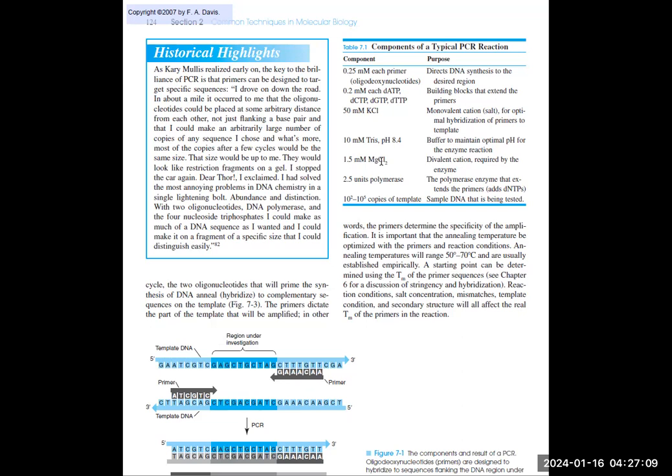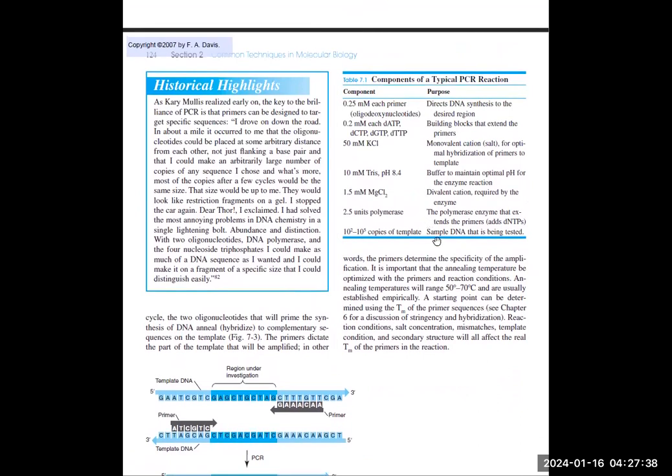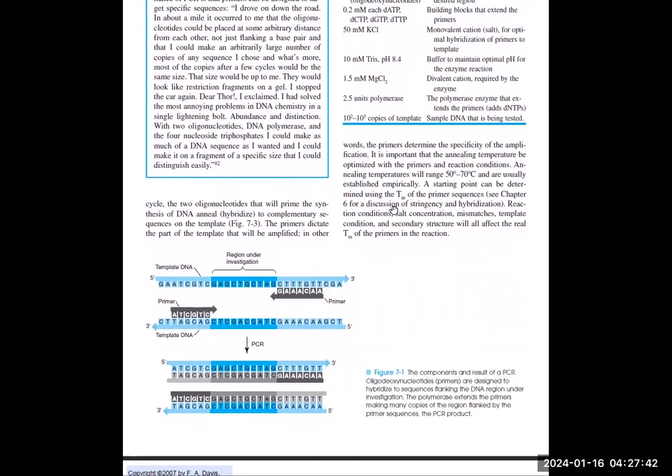And then the most common buffer to maintain the optimum pH of our enzymatic reaction, because this is driven by DNA polymerase, is Tris buffer, specifically with a pH of 8.4. So guys, please memorize this table, okay? Table 7.1. Actually, if you can memorize this, you can really have a rough understanding of everything.